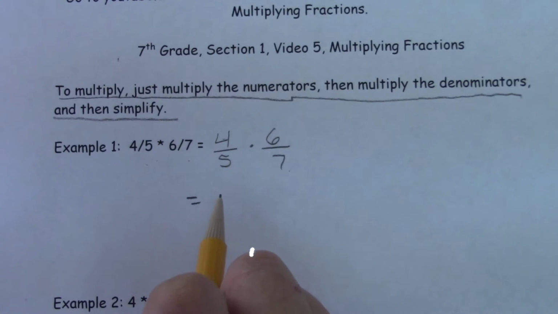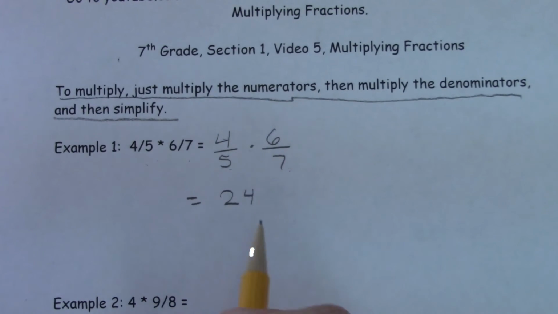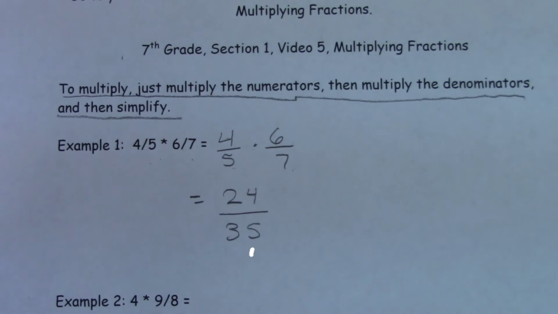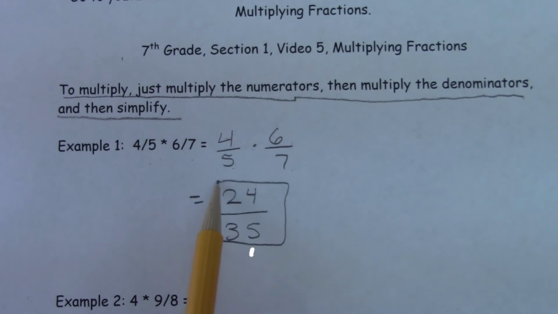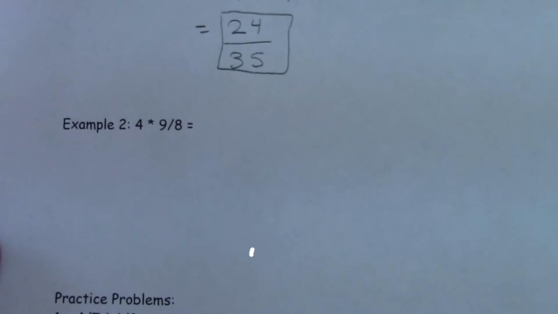4 times 6 is 24, so I get 24 on top. 5 times 7 is 35, so I'm just going to have a 35 on the bottom. And that is literally it, because 24 over 35 cannot be simplified. So my final answer is just 24 over 35. Pretty simple, right? Let's try one more.